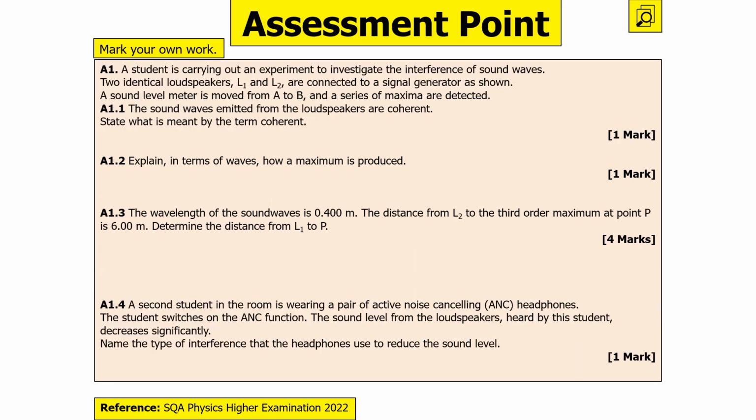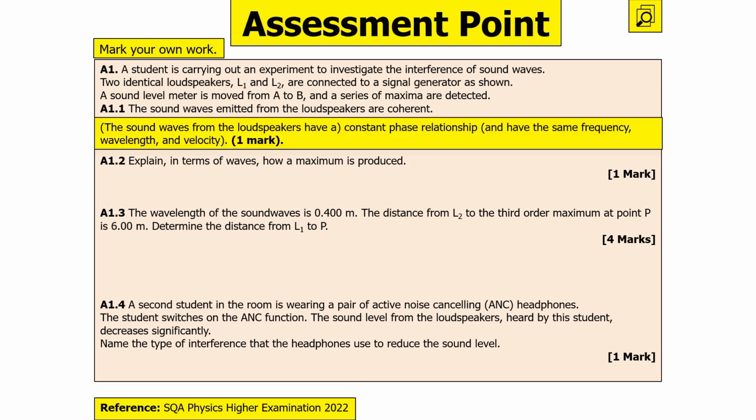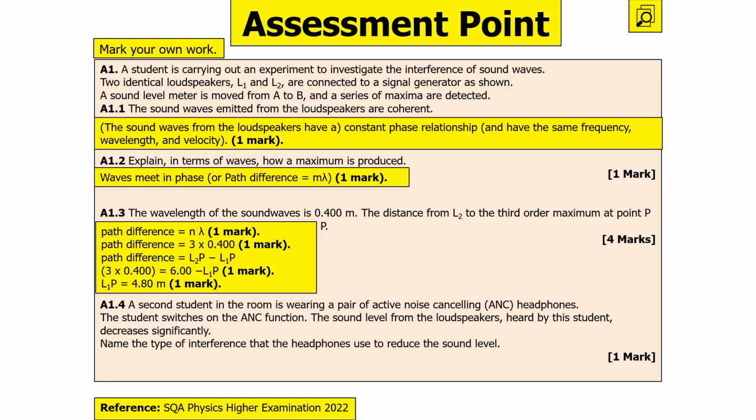Right, in this first one, the sound waves from the loudspeaker have a constant phase relationship, have the same frequency, same wavelength, same velocity. The maxima is produced when the waves meet in phase. We know the path difference for meeting in phase is nλ, so it's the third order, so it's 3 times 0.4. That equals the path difference, so 3 times 0.4 equals 6 minus the other path, so therefore the other path is 4.8. This must lead to destructive interference.